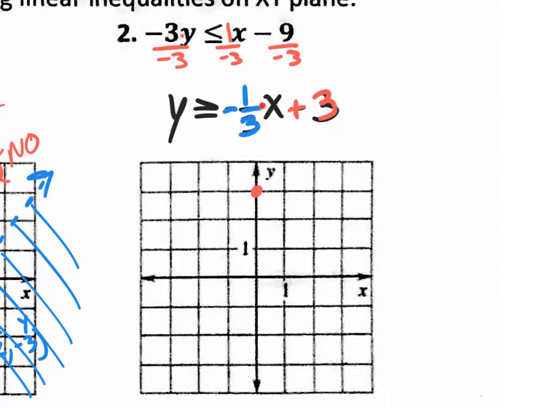Is this going up or down according to this slope? It's going down because it's negative. So I'm going to go down 1 over 1, 2, 3 and put a dot right there. I want to connect my dots and I have my line.